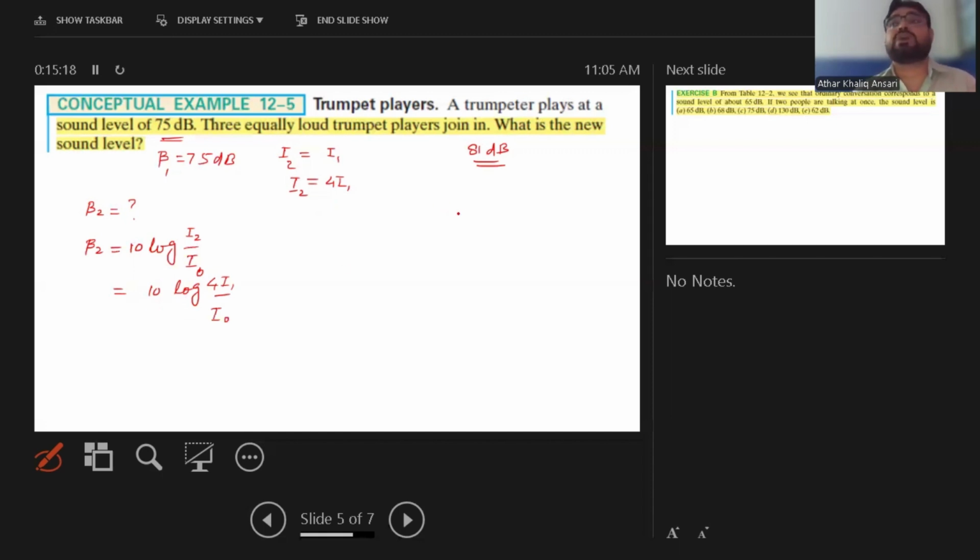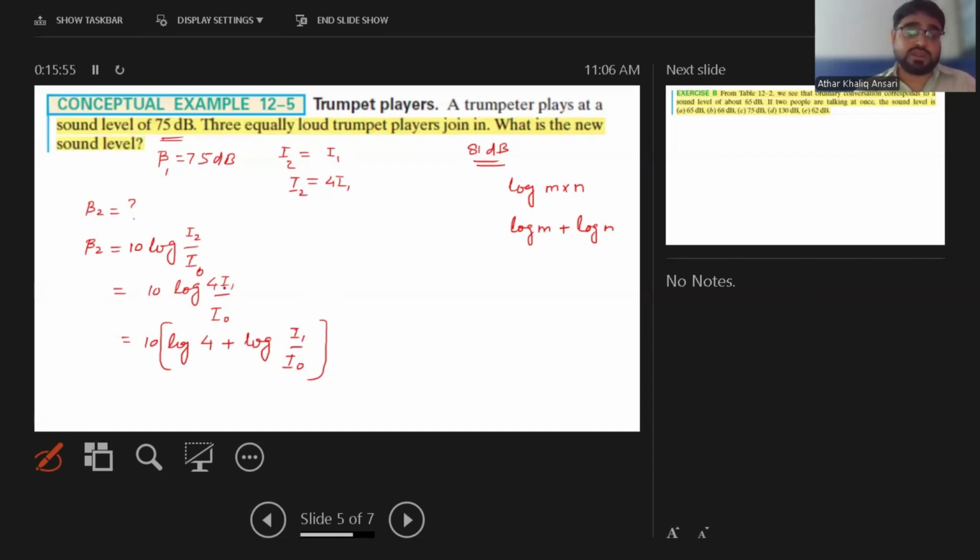So this is 10 log of 4 plus log I1 over I naught. Can anybody tell me how I did this? I use the rule: if it is log of m times n, I can write it as log m plus log n. If it is division, I can put minus. Since 4 is multiplied to I1 over I naught, I change it into two different logs. So now it is 10 log of 4 plus 10 log of I1 over I naught.